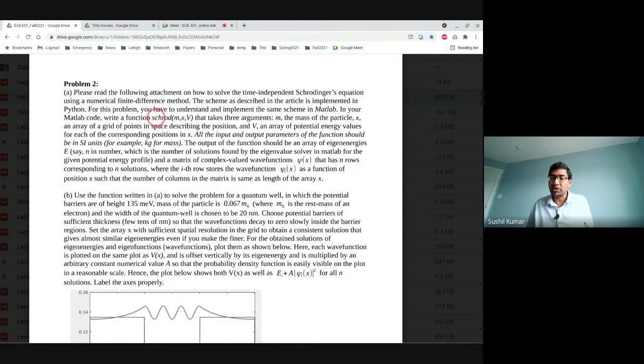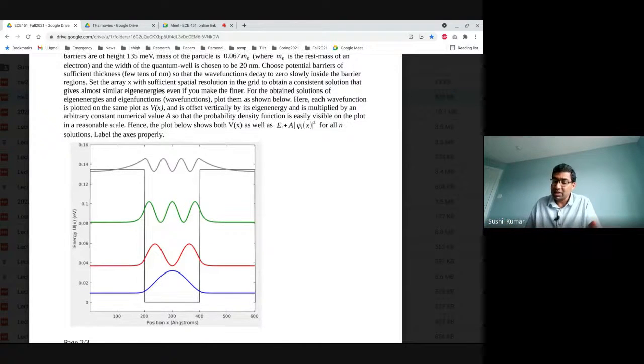So that's one thing. Second thing is that in part A, for example, I have asked you to write a function for Schrodinger. You give the mass, x and V. I just want to kind of reiterate what these x and V's are. X is a vector or an array in MATLAB, and for example, in this case, it could be 0, 10, 20, 30, 40, 50, 60, going all the way to 600 times 10 to the minus 10, right? But if you notice, that's a very sparse spacing of the grid. So that's what x is. X is the position vector.